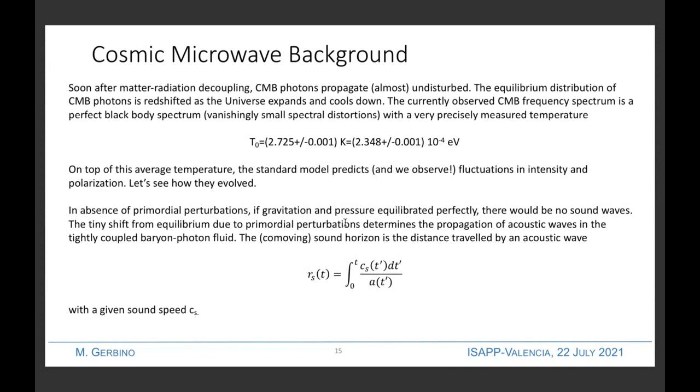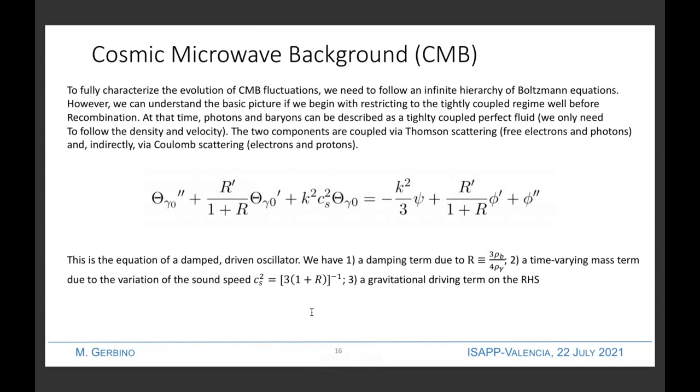And the typical length that was covered by this acoustic oscillation is the sound horizon, which is given by this expression in the slide here. Basically, it's the distance that can be covered by an acoustic wave until a given time t with a given sound speed c_s. To fully describe the evolution of CMB fluctuations, we need, as usual, to evolve the set of Boltzmann equations for CMB fluctuations. And this set can be very complicated because, differently from cold dark matter, where we just need to know the evolution of density and velocity because cold dark matter can be represented as a perfect fluid, in the case of CMB we need the full set of the infinite Boltzmann hierarchy for CMB anisotropies.